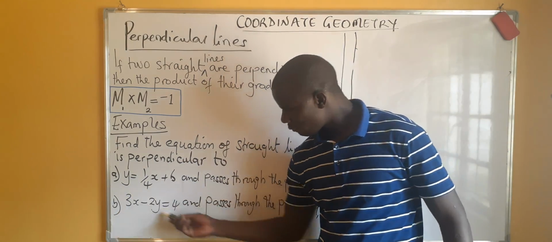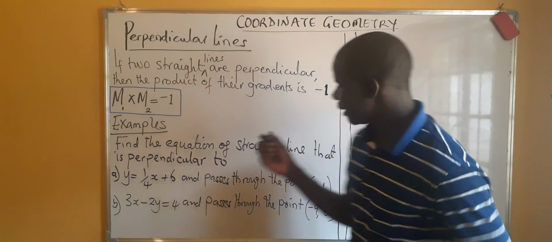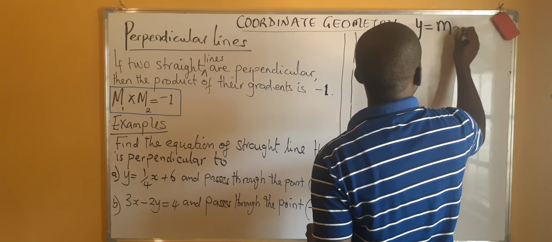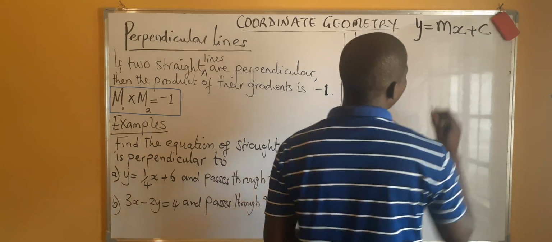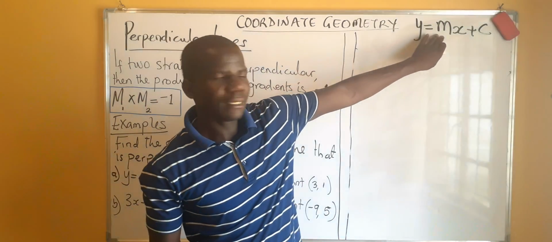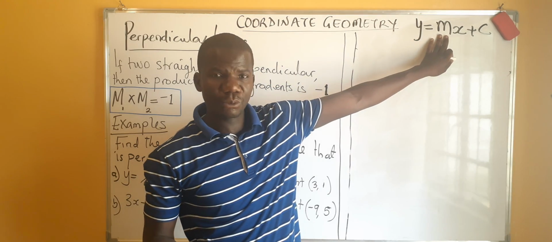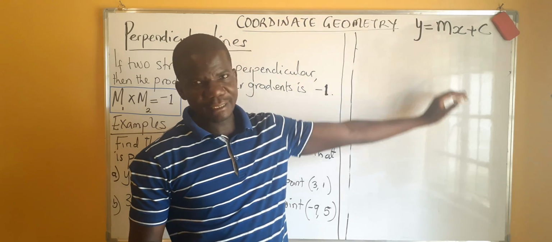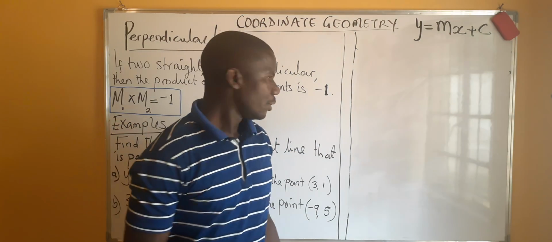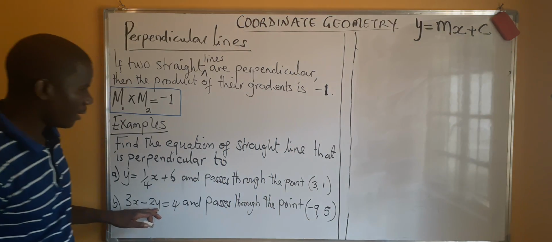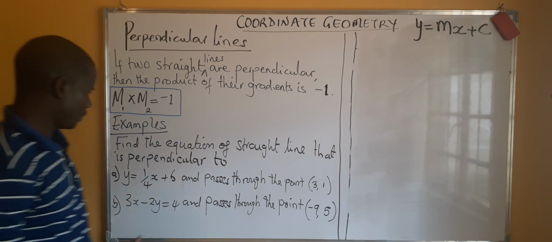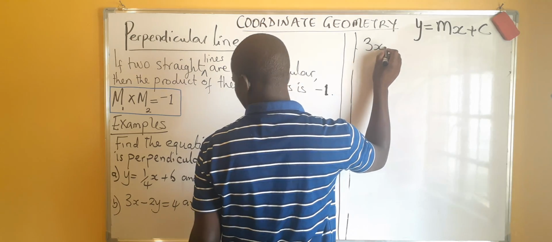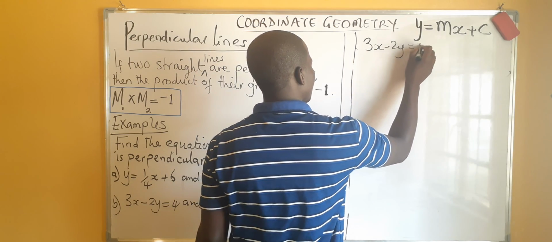To find the gradient of this line, we need to write our equation in this form: y is equal to mx plus c. Once we have written it in this form, then we conclude that the coefficient of x becomes our gradient. All right. So now let's solve for y here. We need to make y the subject of the formula. We have 3x minus 2y is equal to 4.